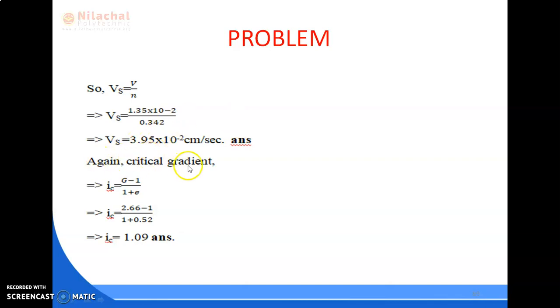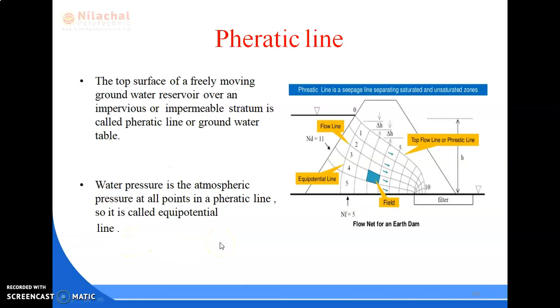Again the last one, critical gradient, ic equal to G minus 1 by 1 plus e. ic equal to 2.66 minus 1 by 1 plus 0.52. This is equal to 1.09. This is our answer. Completed.